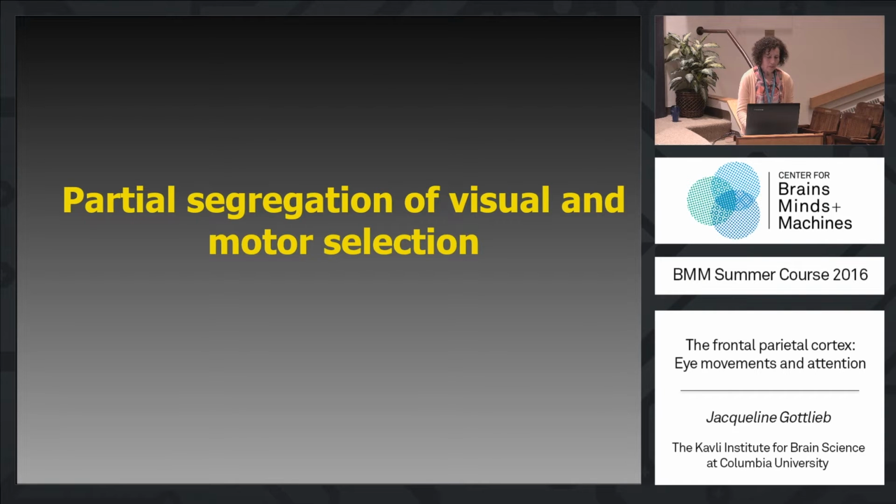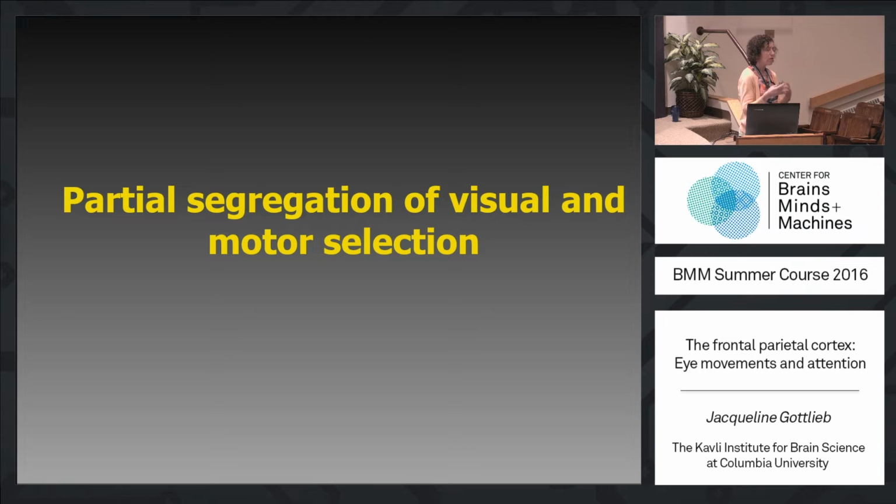Okay. All right, so another theme that emerges from these studies of FEF and LIP is that the neurons in this area really encode two forms of selection. One is visual selection, so signaling which stimulus is interesting in your world, and the other is motor selection, that is signaling should you make an eye movement to that stimulus or not.